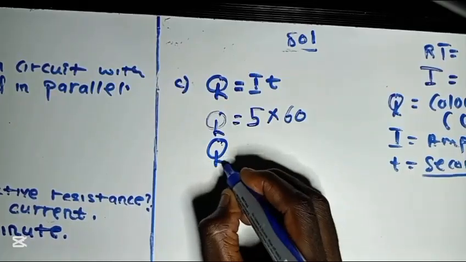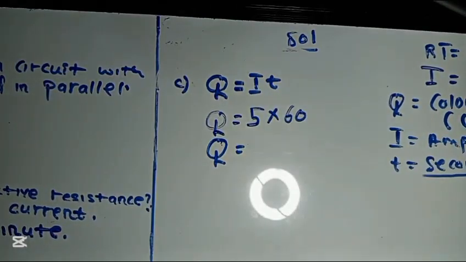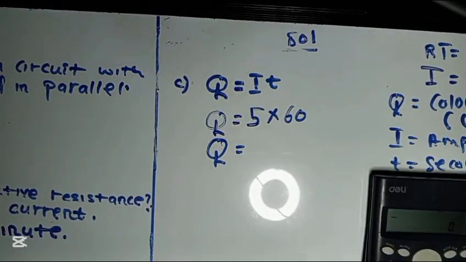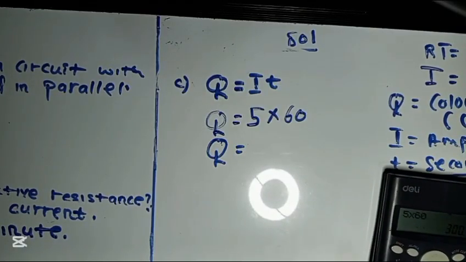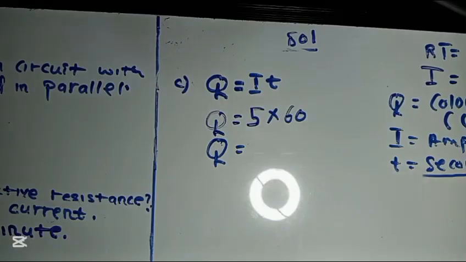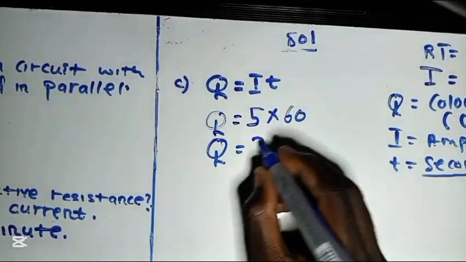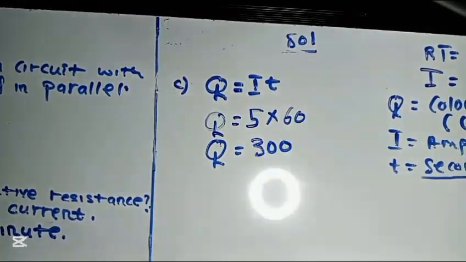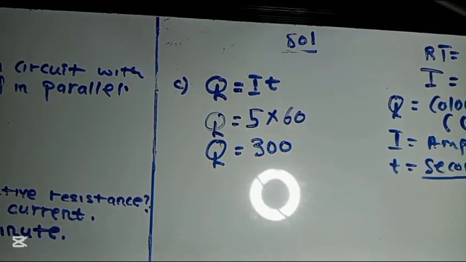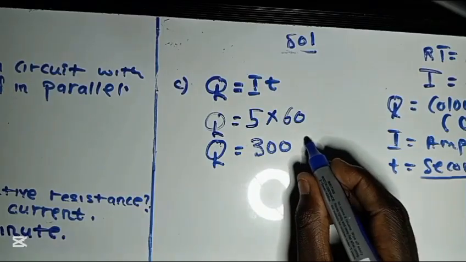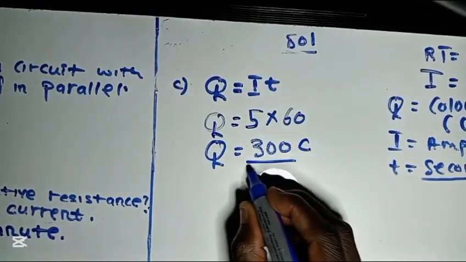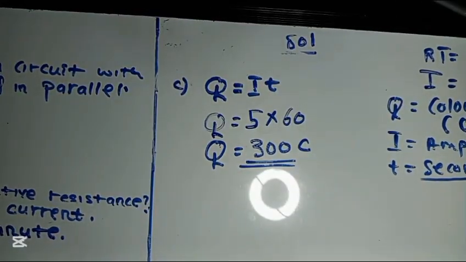Then we're going to say charge is 5 multiplied by our 60. 5 multiplied by 60 gives us 300. So our charge is 300. Then remember we said that charge has units. So our charge is going to be 300 coulombs.